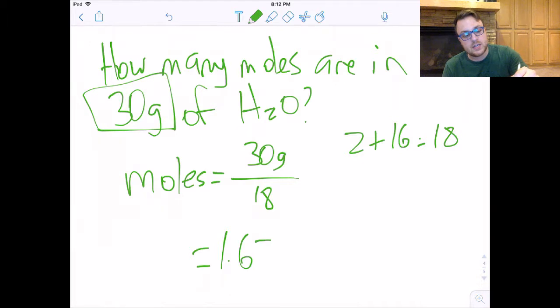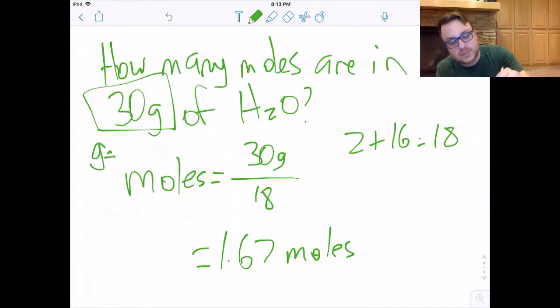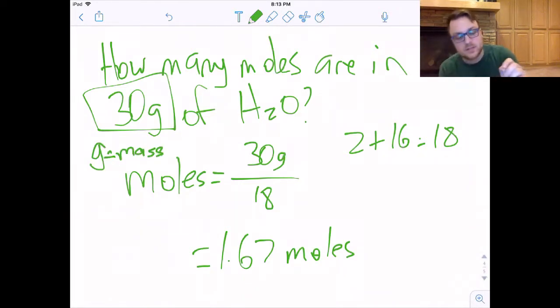So if you're asked to calculate moles when given a mass, so grams equals a unit for mass, you just take the mass that they gave you and you divide it by the mass of the compound, aka the gram formula mass.